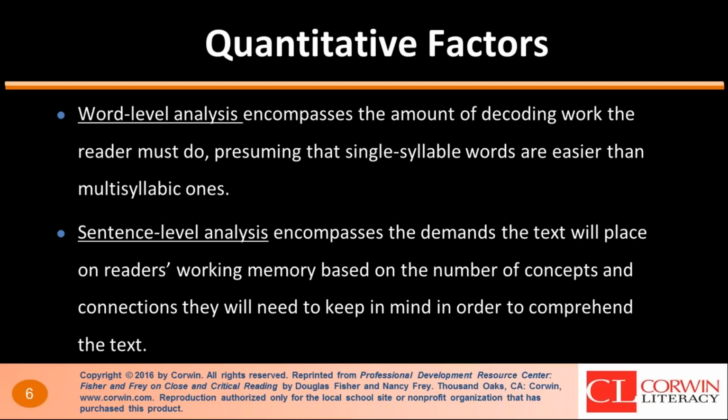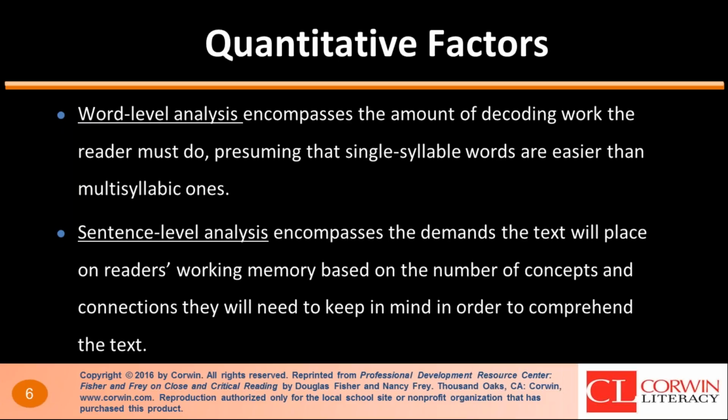So just as I mentioned a moment ago, the quantitative factors when we're looking at the complexity of a text would be the word level analysis and the sentence level analysis. In vocabulary, there are different tiers of words. The more specific a vocabulary word gets to a specific domain or category, the higher tier it's going to have. The higher tier the vocabulary, the greater complexity level the text will have.